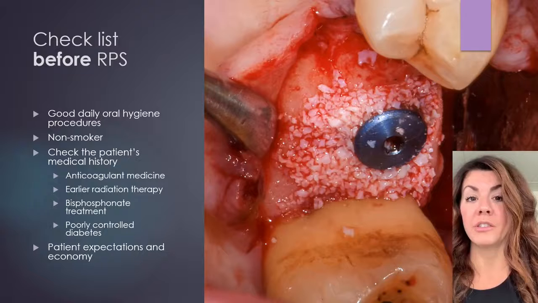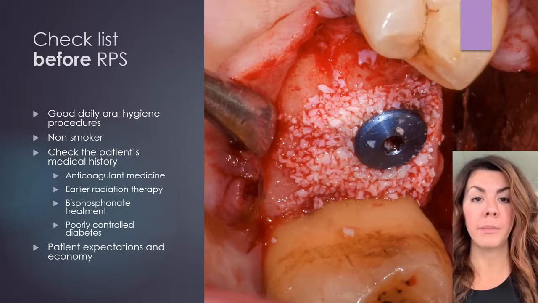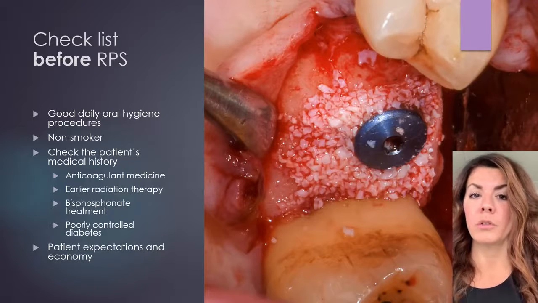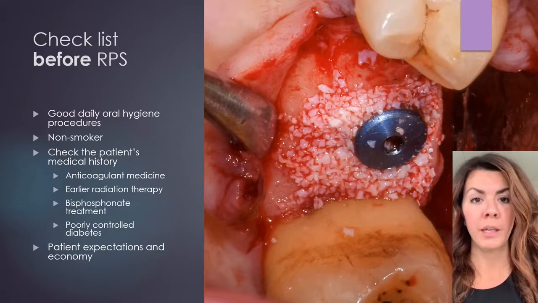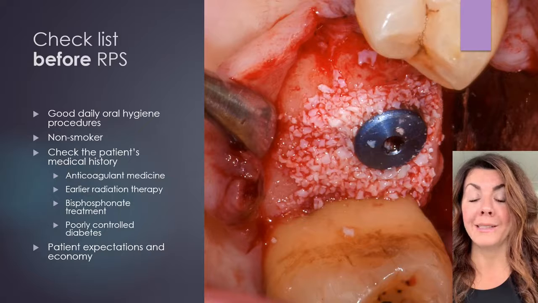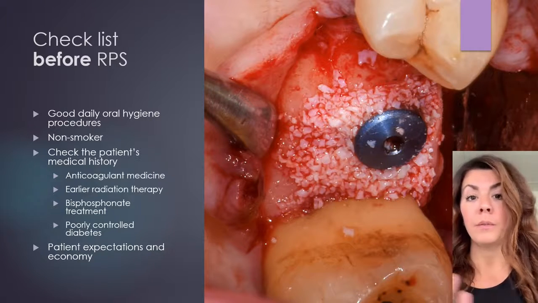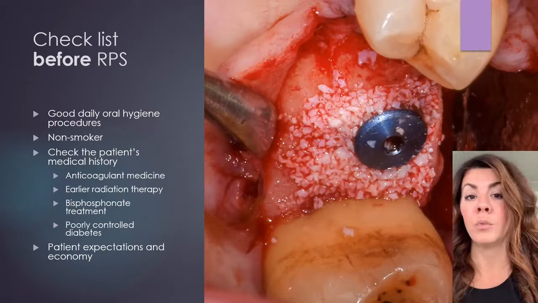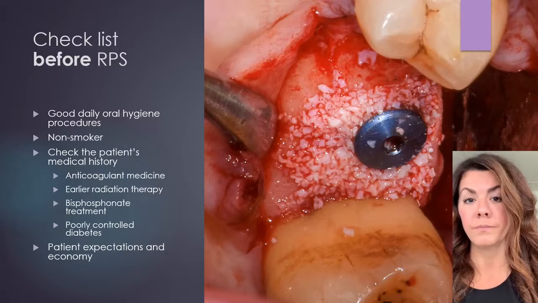If the patient is on any anticoagulant medicine, you should talk to their doctor before performing the surgery. A heavy bleeding will make it more difficult to actually see what you're doing, and it will be more difficult to place the material in place, but also to place the membrane over it. In the worst case, the material will be moving, and that will also affect the result.